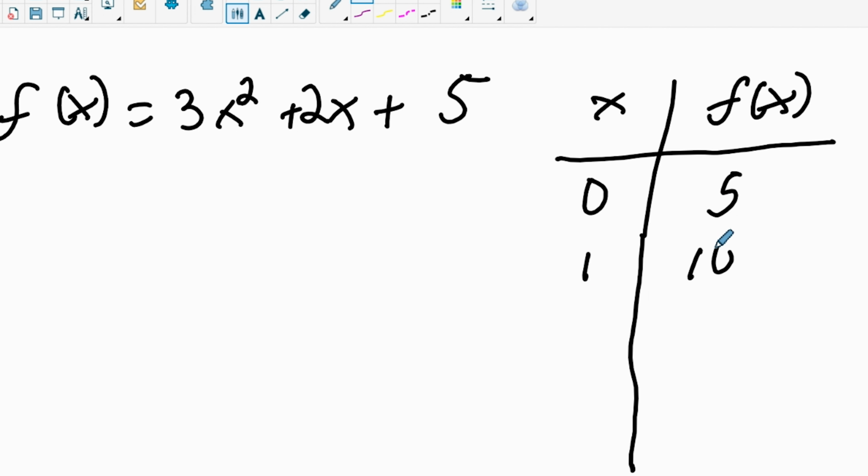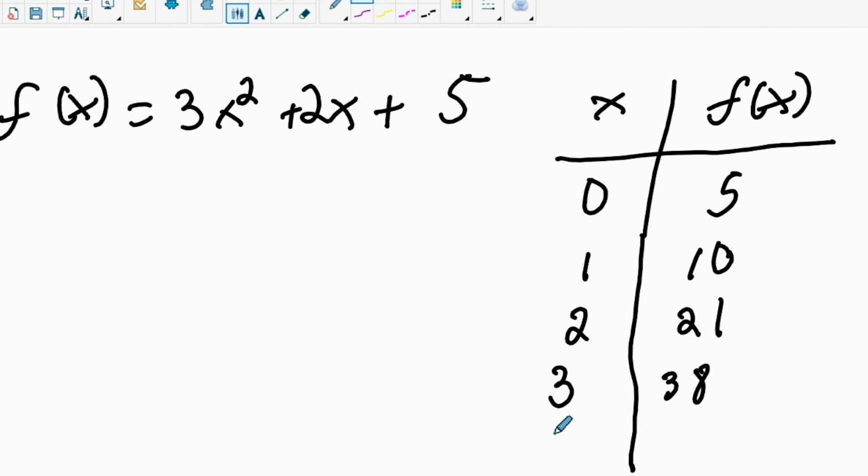That's 10. And then, oops, I kind of hit the button on this pen that I didn't intend to hit. And then f of 2, now it's going to be a little bit of work here. So I'm plugging in 2 for x. 2 squared is 4 times 3 is 12. 2 times 2 is 4, 12 and 4 is 16, plus 5 is 21. And now we'll plug in 3 for x. 3 squared is 9. 9 times 3 is 27. 3 times 2 is 6. 27 and 6 is 33, plus 5 is 38.